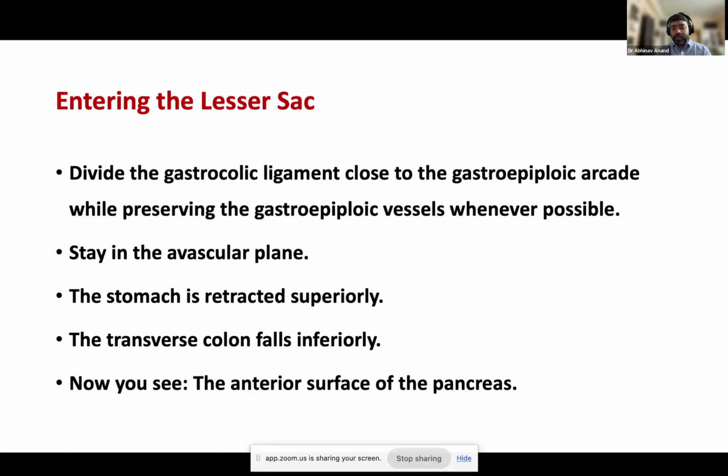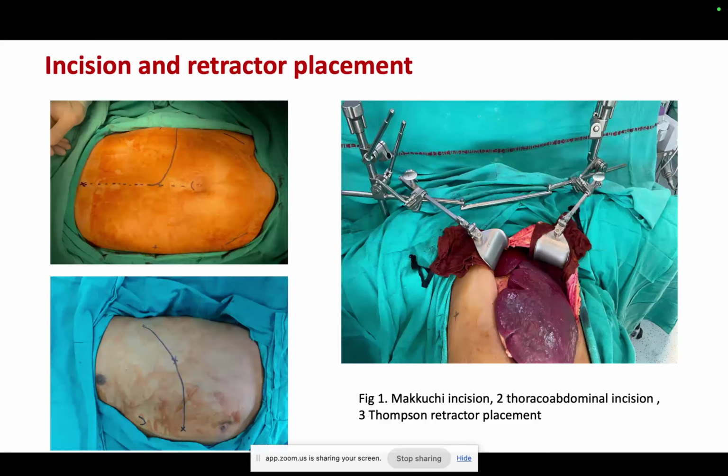Just before that, Abhinav, the incisions which you have mentioned, you just call that a left Makuuchi, right? I mean, don't use the word, because traditionally Makuuchi is for the right. Left Makuuchi and reverse Makuuchi, also called trapdoor. And then, what are the proposed advantages with the thoracoabdominal incision?